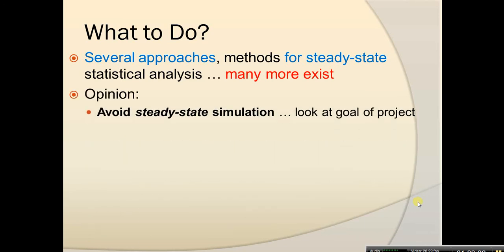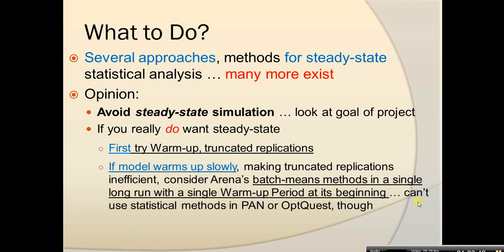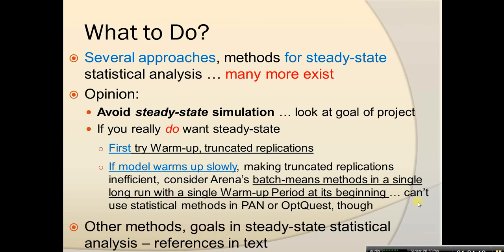You can avoid steady-state simulation, depending on the goal of the project. But if your goal tells you that you need to understand the steady-state or long-term behavior of the system, and you really want to do steady state, then first try a warm-up and truncated replications. If the model warms up too slowly, so that making truncated replications is inefficient, then you should consider ARENA's batch means method in a single long run with a single warm-up period at its beginning. But you can't use these statistical methods in Process Analyzer or OptQuest; you can only use them in Output Analyzer. Other methods depend on the goals of the steady-state statistical analysis, and you can see more references in the text on what other methods are available.